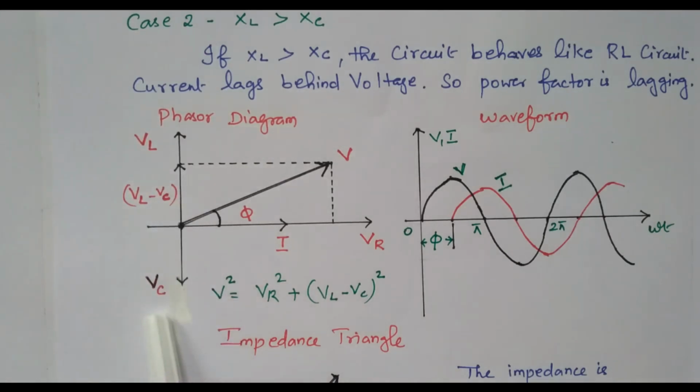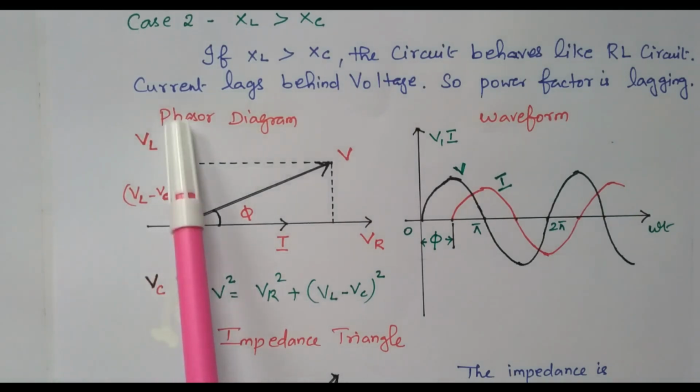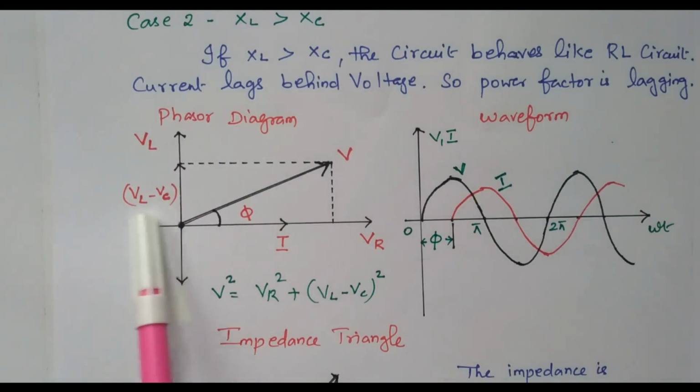Similarly, for the voltage across the capacitor, the current is leading means voltage is lagging. In case of a capacitor, current leads but the voltage is lagging. See this magnitude, this VC is lesser. VL is more, VL is greater than VC. So the difference between these two, VL minus VC, is available here. If you subtract VC from VL, the remaining voltage is available.